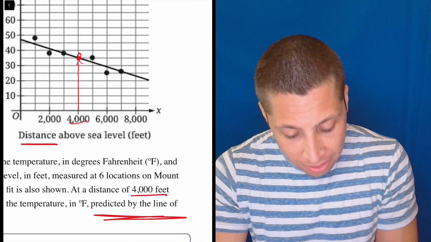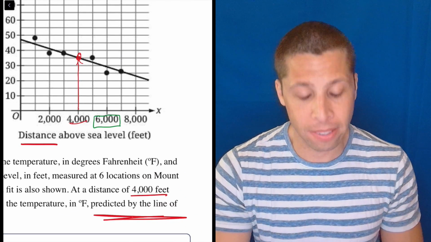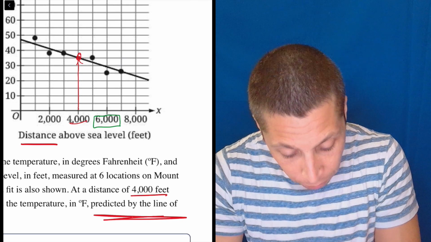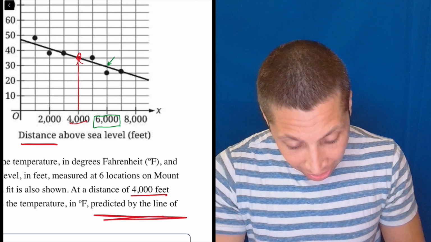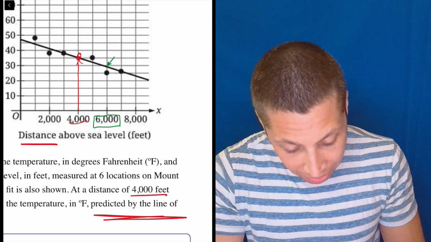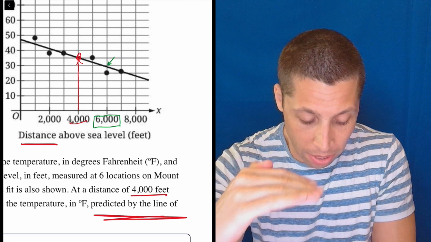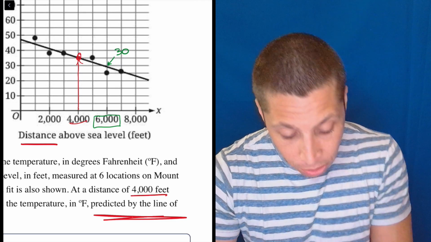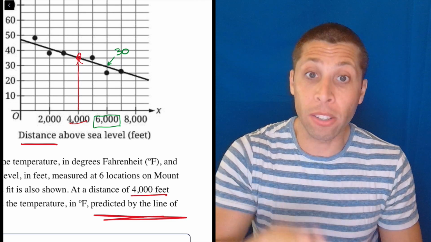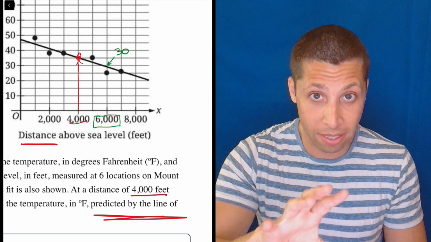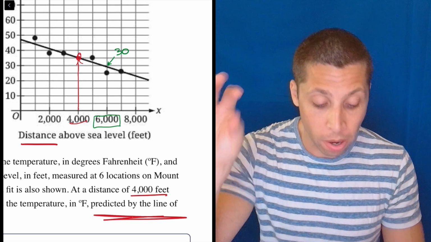Let's say instead of asking about 4,000, they asked about 6,000. Some people are going to do what they're supposed to do. They're going to focus right there. Kind of a little bit below the line, but for argument's sake, let's just say that line hits the horizontal at 30, right? So they will focus on that. That would be what this question is asking for. If they did switch to 6,000, they would be asking for 30.